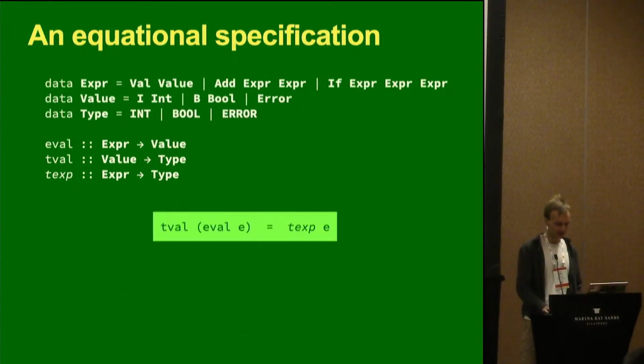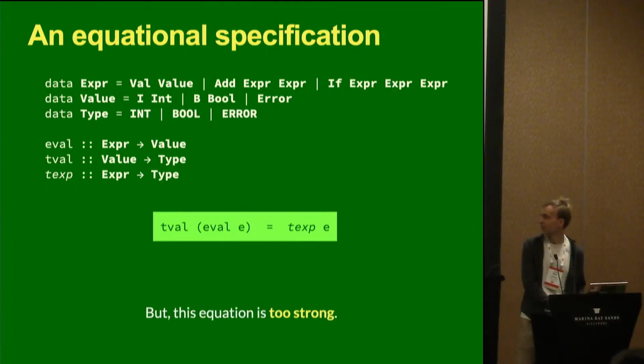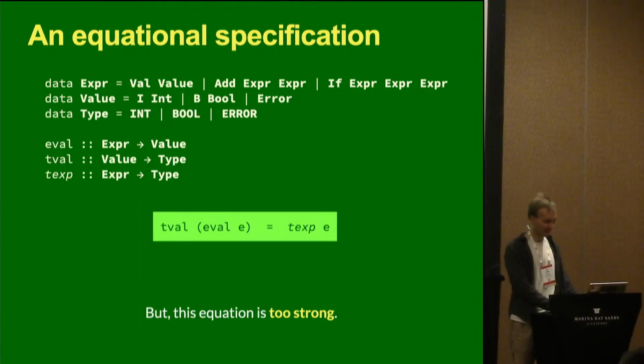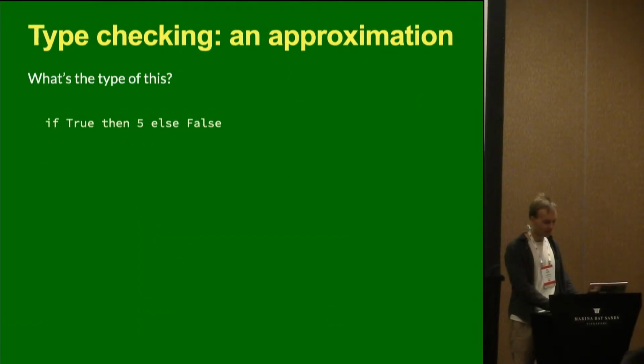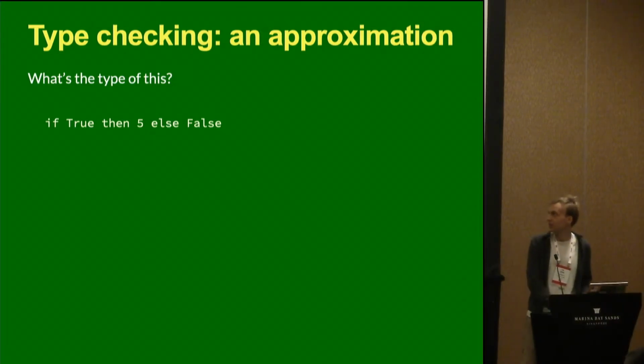But the great thing is that this leaves us with just one unknown, which is this tx, which is our type checker, which is what we want to calculate. You actually can't solve this, though. Unfortunately, it's too strong of an equation. Some of you might have realized this already. The reason relates to this question.